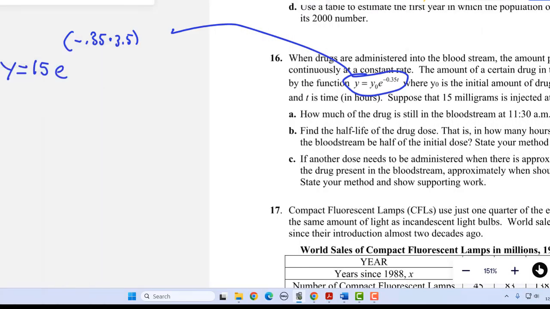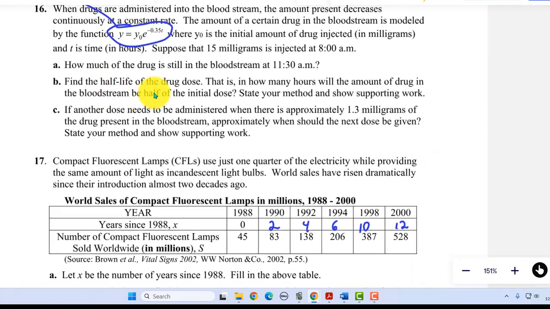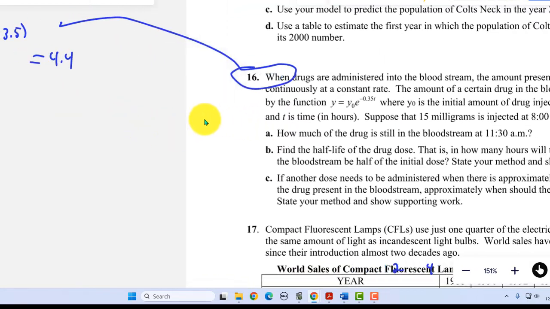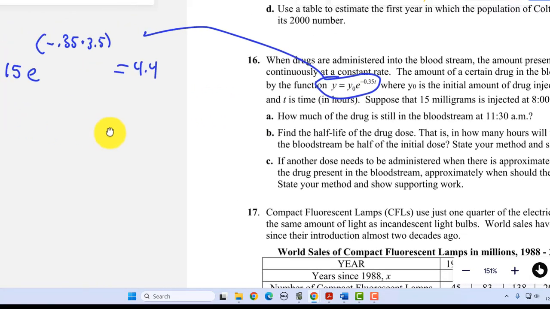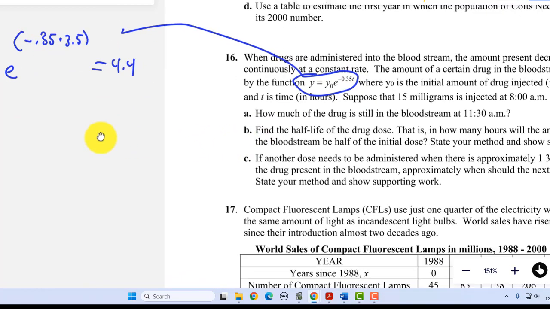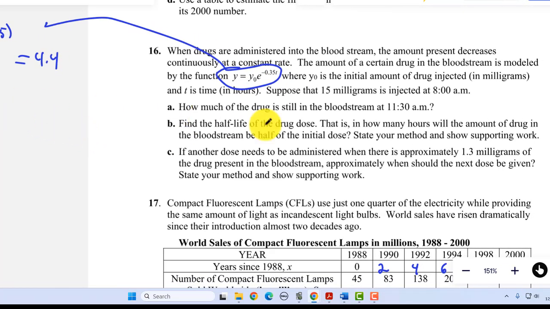So I'll write 4.4. Now think about the original question. It was how much of the drug is still left in the bloodstream at 11:30. So again, we started with 15 milligrams, and then after 3.5 hours, we only have 4.4 milligrams of the drug in the body. Okay, so again, I'll just write here 4.4 mg for milligrams.